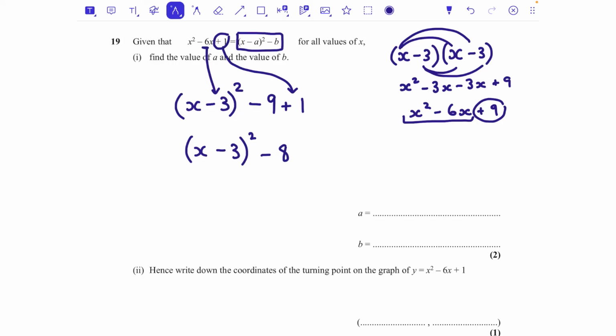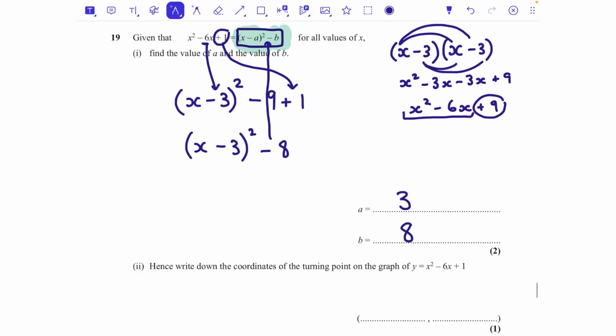Therefore, now look, in your equation up here, they've already put a minus in it. So A is just 3, and again they've already put a minus here, so B is just 8. Hence, write down the coordinates of the turning point.